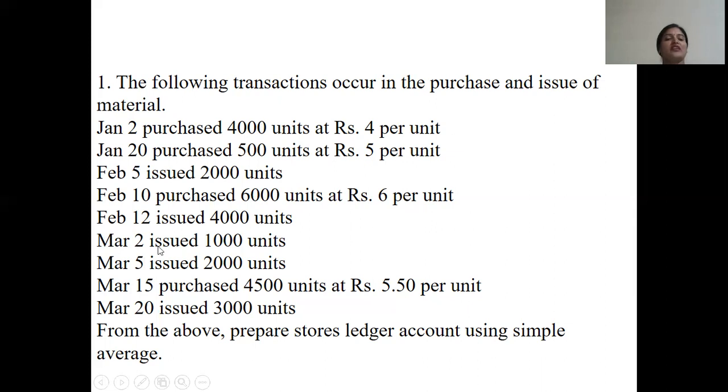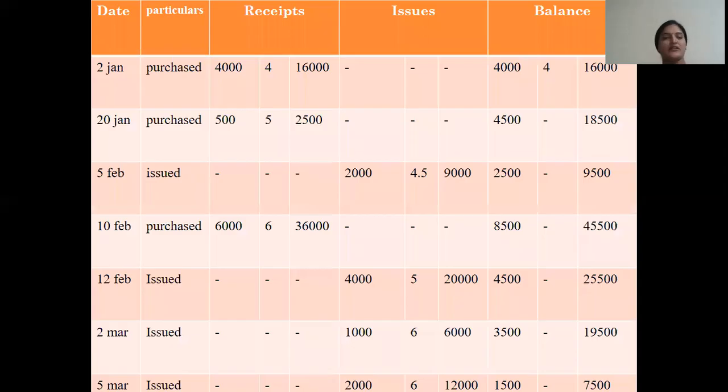On March 2nd, issued 1,000 units. On March 5th, issued 2,000 units. On March 15th, purchased 4,500 units at rupees 5.50. On March 20th, issued 3,000 units. From the above, prepare stores ledger account using simple average method. Now, let us move on to the solution.